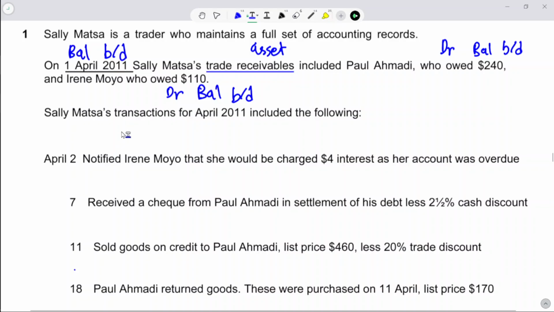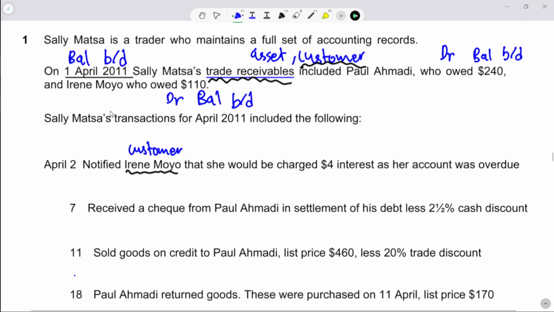Okay. Now let's go to this one. Trade receivable is actually your customer. Remember, trade receivable is a customer, and this one is actually your customer.